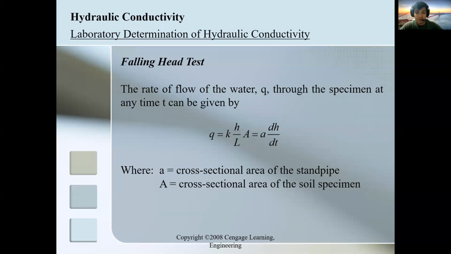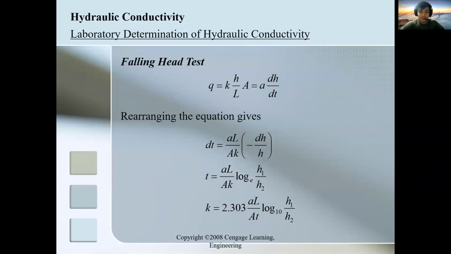Now, for the derivation of this formula, we don't mind the derivation since we're just interested in the formula. Okay, so this is the formula for the falling head. K is equal to 2.303 AL. Again, the small a is the area of the standpipe. L is the length of the specimen. A is the area of the soil specimen.